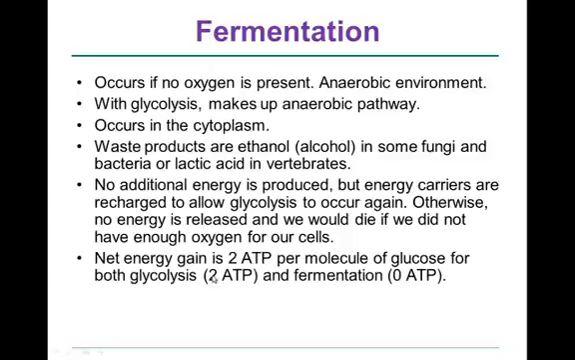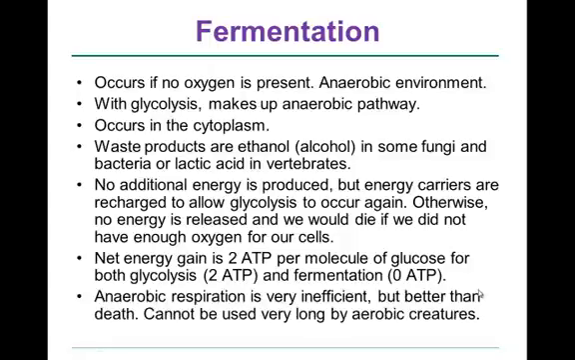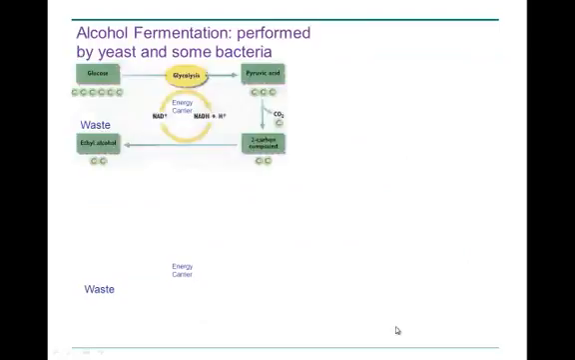So the net energy gain is 2 ATPs per molecule of glucose for both glycolysis and fermentation for this anaerobic pathway. So the anaerobic pathway produces 2 ATPs per glucose. And although anaerobic respiration is very inefficient, it is better than the alternative. It can't be used very long by large-bodied aerobic creatures, such as humans and other vertebrate animals.